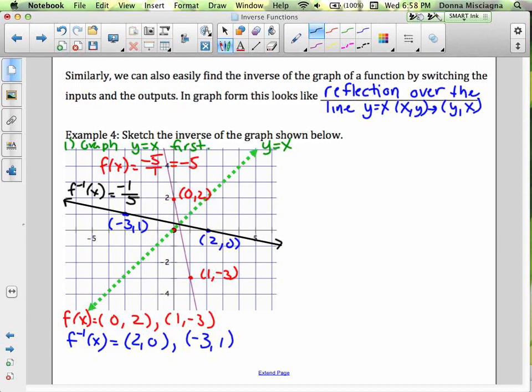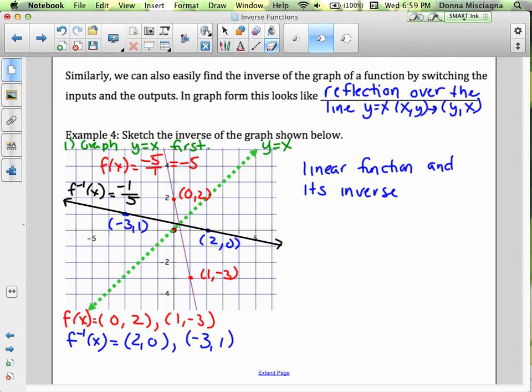So those lines are not perpendicular to one another. Switching x and y is not going to give you a line that's perpendicular. But notice that the slopes are reciprocals of one another. So if it's linear, a linear function and its inverse have slopes that are reciprocals.